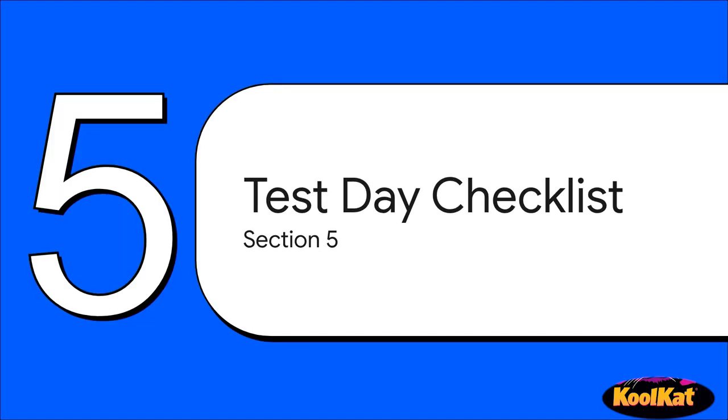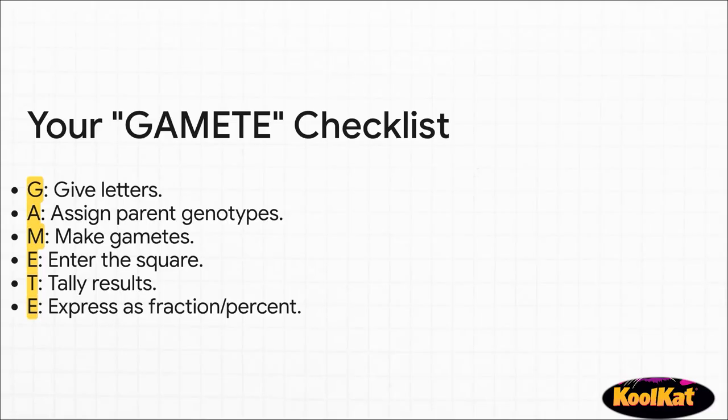Whew. Okay. We've covered a lot, so let's boil it all down into one simple final checklist that you can just keep in your head on test day. This is your go-to strategy, your game plan. Just remember, GAMETE. G, give the letters. A, assign the parents. M, make the gametes. E, enter them in the square. T, tally up the results. And E, express the answer. If you follow those 6 steps every single time, you simply cannot go wrong.